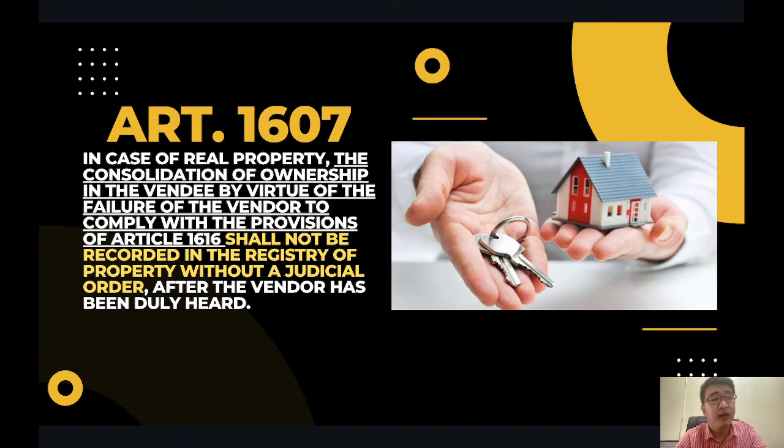What now can the buyer do para lumipat sa kanya yung property? The buyer must file for a consolidation of ownership. Take note, this only involves real property, bahay, lupa. So, he must now file a case for consolidation of ownership. Ang mangyayari dyan, bibigyan ng time si vendor na mag-answer. Ang sabi dyan, after the vendor has been duly heard. So, after na sumagot si vendor, may decision na court. Kung sabi ni court for consolidation of ownership of real property, then sa kanya i-record yan sa registry of property. Sabi dyan, consolidation of ownership shall not be recorded in the registry of property without a judicial order.